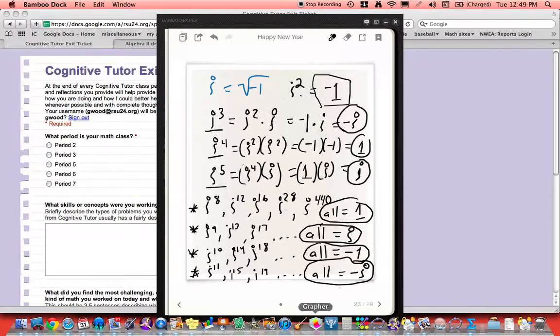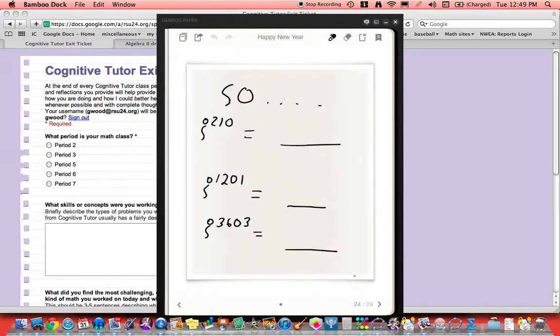That's the pattern that you have to recognize, and I'm going to quickly move on. Looking at this, how do we find out what i to the 210th is? Well, we divide 210 by 4. 210 divided by 4 happens to be 52 with a remainder of 2. So this is going to be the same as i to the 208 times i squared. And since i to the 208 is equal to 1, and i squared is equal to negative 1, this equals negative 1.